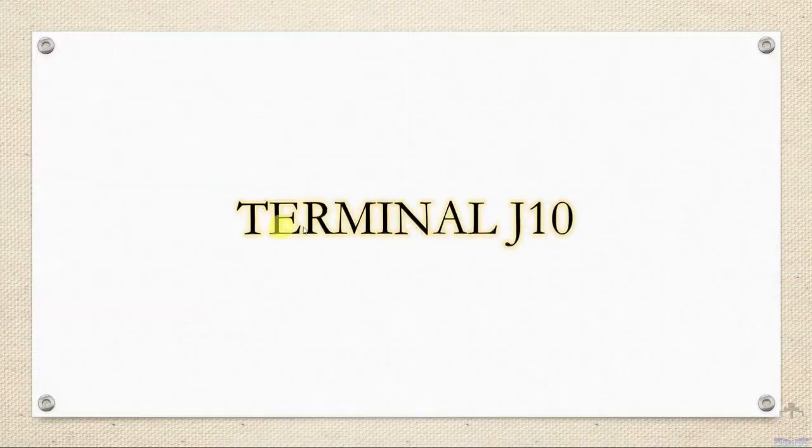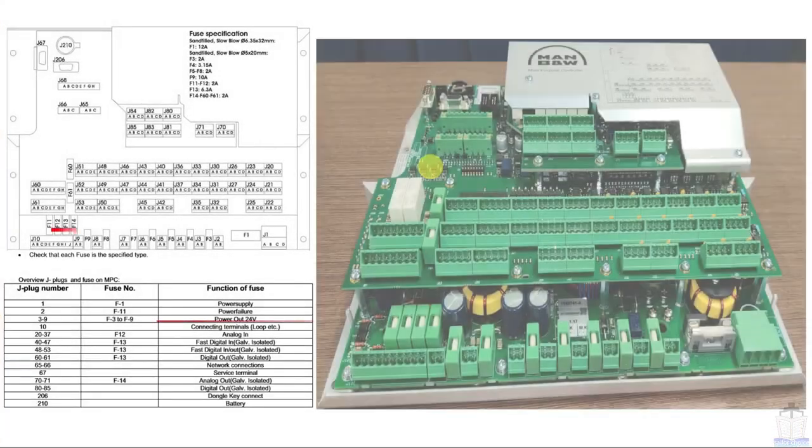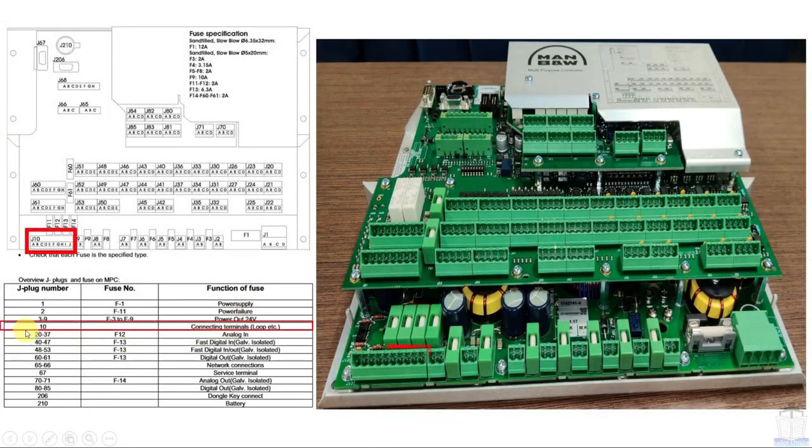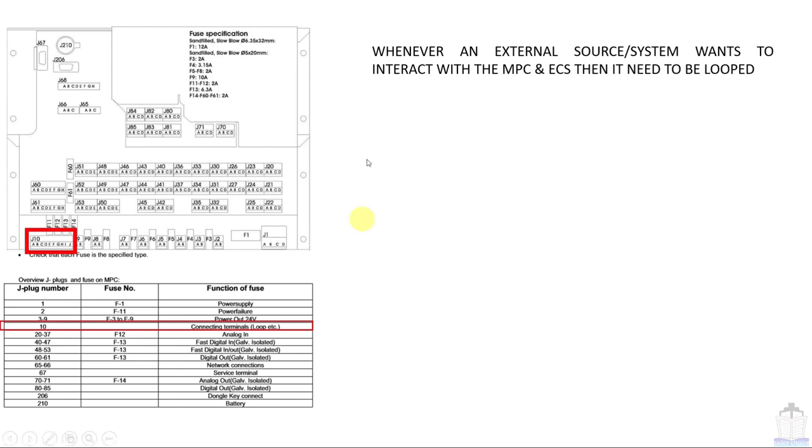Next we are going to talk about the terminal J10. This is terminal J10 here, and this terminal J10 function is connecting terminals loop. So this is J10 in the MPC. Now we are going to see where they are used. Whenever an external source or system wants to interact with the MPC and ECS, then it needs to be looped.